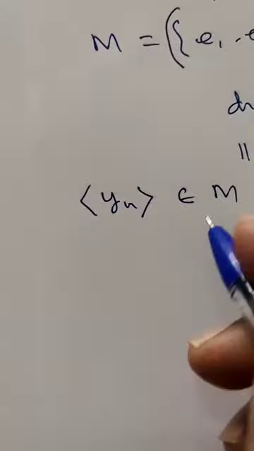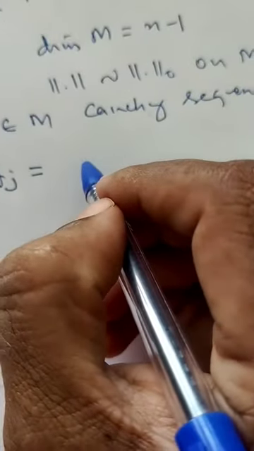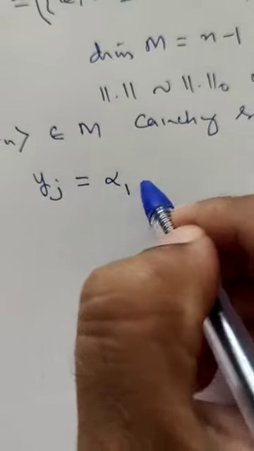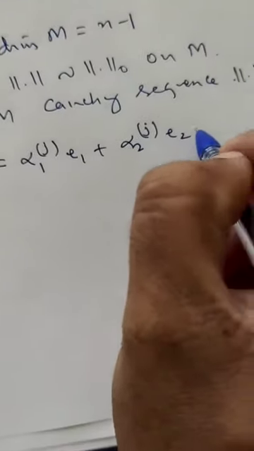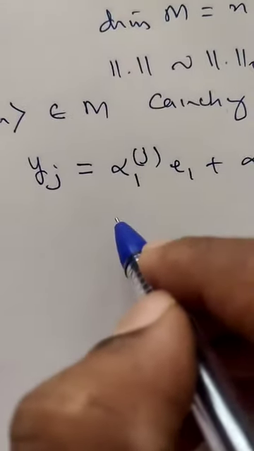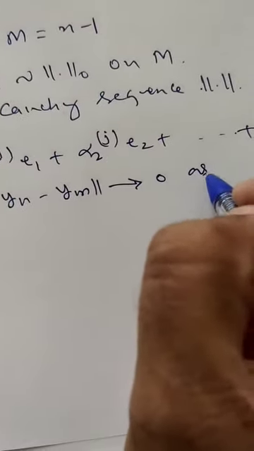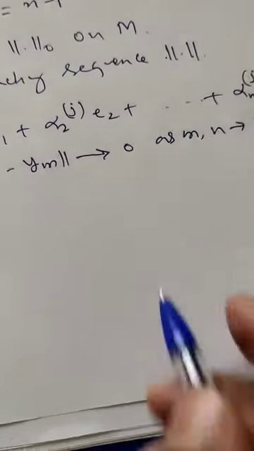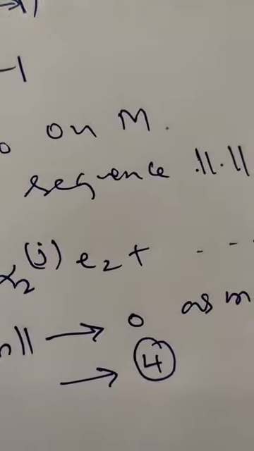Then consider the jth term of this sequence, denoted by yj. It is a linear combination of basis elements only. I'll index this as alpha 1 corresponding to j into e1 plus alpha 2 corresponding to j into e2 and so on. The last element is alpha n minus 1 corresponding to j into e n minus 1. So this is the jth element. Since yn is a Cauchy sequence, by definition, norm of yn minus ym tends to 0 as m and n tend to infinity. Call this 4.